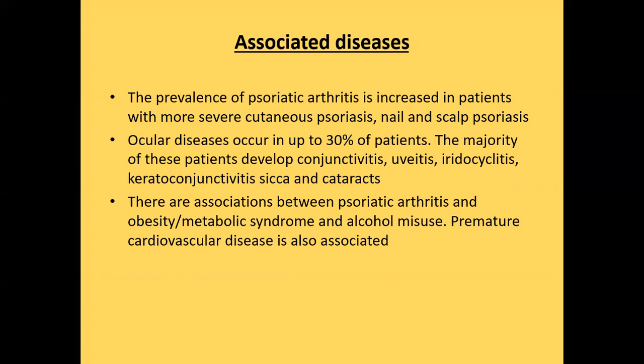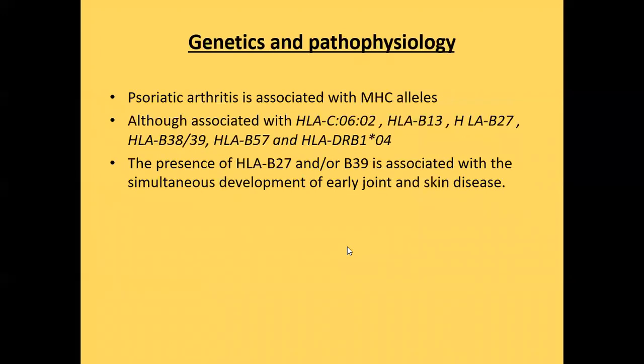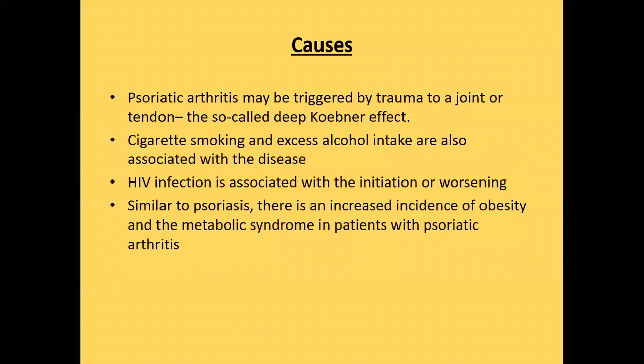There is an association between psoriatic arthritis, obesity, metabolic syndrome, and alcohol misuse. Premature cardiovascular disease is also associated with psoriatic arthritis. Psoriatic arthritis is associated with many histocompatibility alleles, which include HLA-C6, HLA-B13, HLA-B27, B38, B39, B57, and DRB1. The presence of HLA-B27 or B39 is associated with simultaneous development of early joint and skin disease.